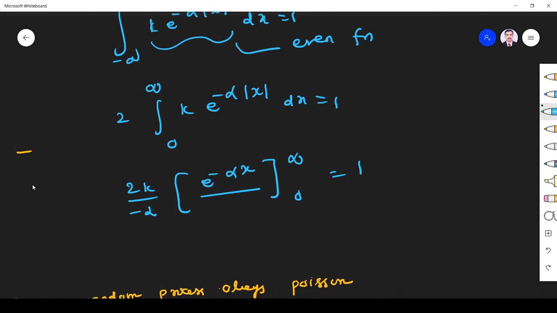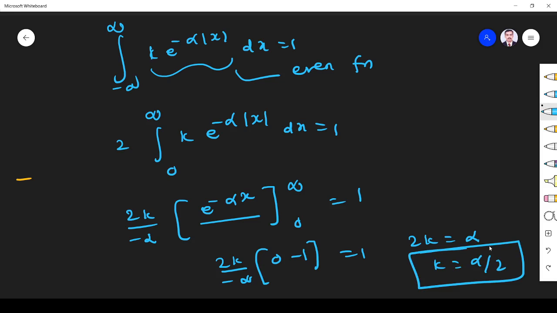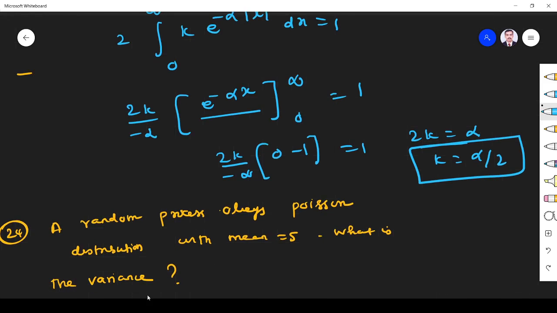Fine. So what will happen? 2k by minus alpha. This is e power minus infinity, which is 0, minus e power 0, which is 1, so that is equal to 1. 2k is equal to alpha, k is equal to alpha by 2. Right? That is the answer.